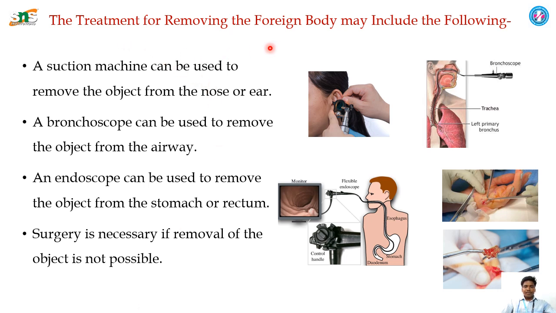The treatment for removing the foreign body may include the following: using a suction object to remove the foreign body present in either the nose or ear. Then a bronchoscope, which is used to visualize the presence of the foreign body and also to remove it. Then an endoscope, which is used to remove foreign bodies present in the stomach or rectum. Then surgery. Surgery is necessary if removal of the object is not possible.